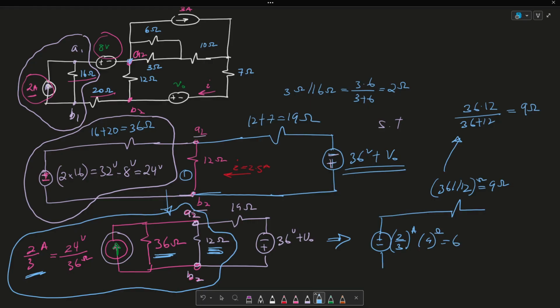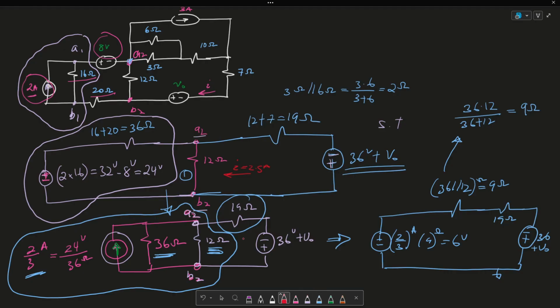And what I'm going to get is 6 volts. And this is in series with this 19 ohm resistor. So 19 ohm. And then lastly, minus plus, this is going to be 36 plus V out. And then we have our terminal here.